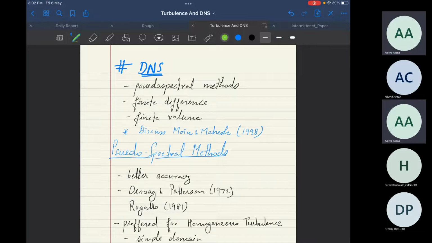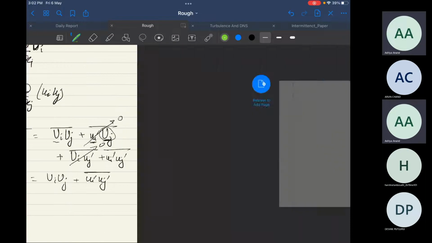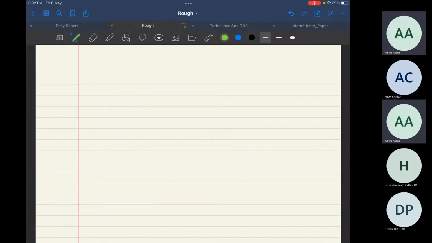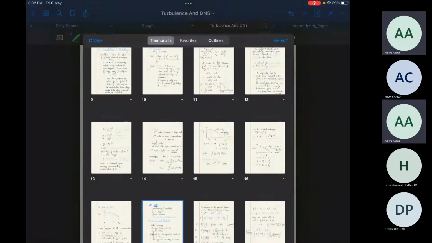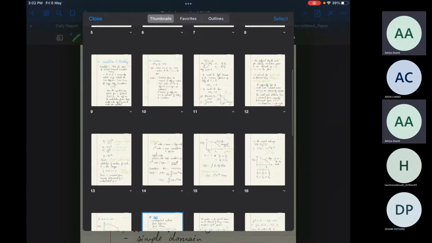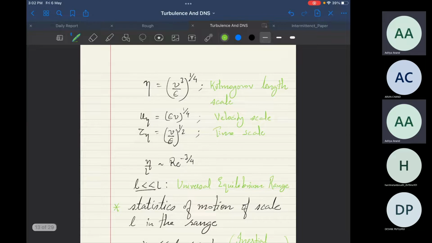Okay. So when you do DNS, usually you know what Reynolds number you're going to simulate. So you have Reynolds number as an input. I don't know if you know, I have not told this, but your Kolmogorov length scales are a function of Reynolds number. So your eta by L is a function of Reynolds number. Once you have your Reynolds number, you'll have an estimate for what your Kolmogorov length scales are going to be.